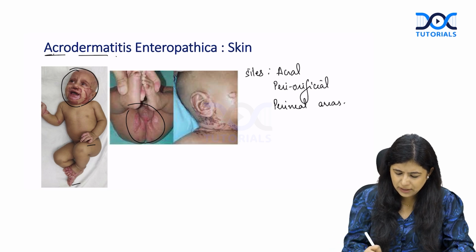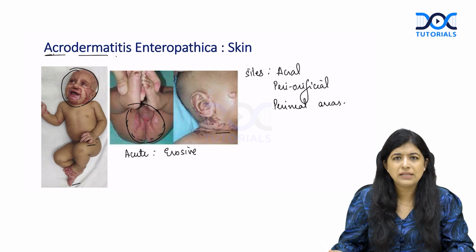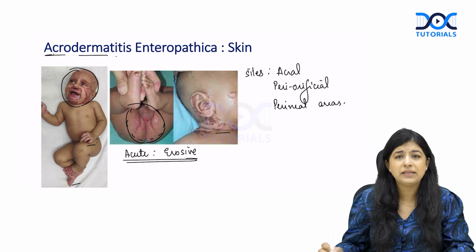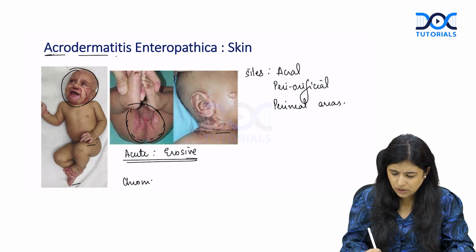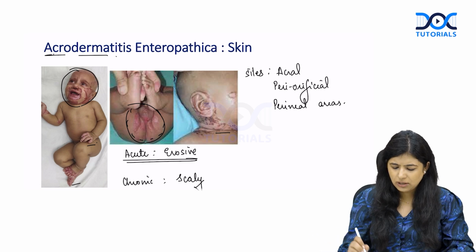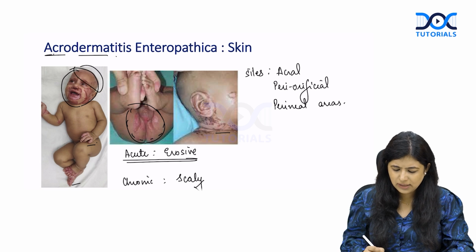Now, initially in the acute form of the disease, this is an erosive rash. So you see this erosive rash in the images of the groin, on the neck. Here in this child, that is what is commonly seen in the images in your exams as well. As it becomes chronic, this becomes a scaly rash. Along with this, there may be hair loss, that is alopecia in the patient.